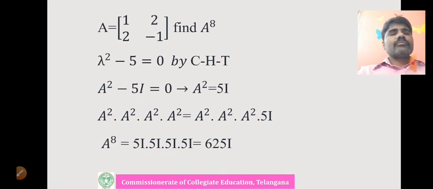Now consider A square into A square into A square into A square, which becomes A power 8, equal to A square into A square into A square into 5I, multiplying both sides by A square three times. Now the left-hand side is A power 8, and the right-hand side is 5I into 5I into 5I into 5I. 5 power 4 is 625, so 625 into I. That's why A power 8 is 625 into I. Like that we can find any power of A by using the Cayley-Hamilton theorem. These are the important applications of the Cayley-Hamilton theorem.